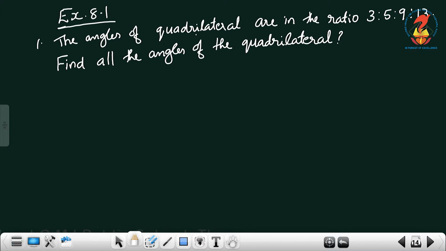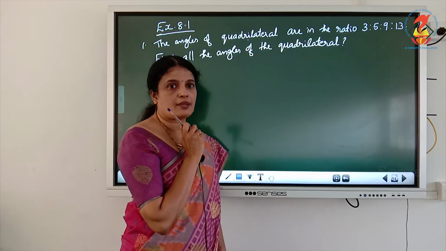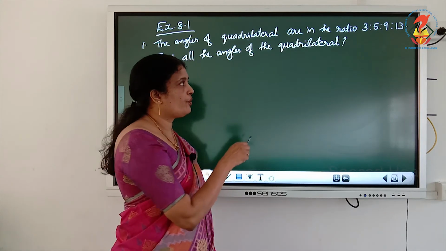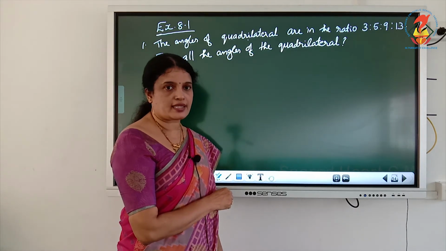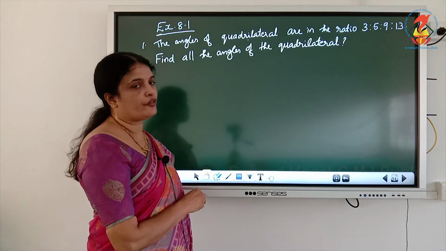Angle sum property. Here 3:5:9:13 can be written as 3x, 5x, 9x and 13x, where x is the common ratio. Then you can write it: the sum of the measures of the four angles of a quadrilateral is equal to 360 degrees. That means the angle sum property of a quadrilateral.